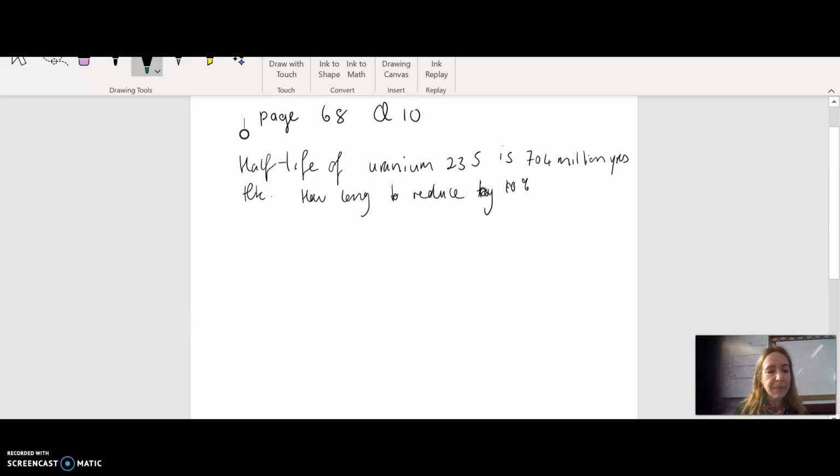So basically, I'm going to use A0 as my original amount. We know that my formula for finding a reduction would be the original amount multiplied by some amount that it's reducing by, which we don't know what it is in this case. We don't know what the original amount was either. But I do know that it takes 704 million years for that to be half of the original amount.